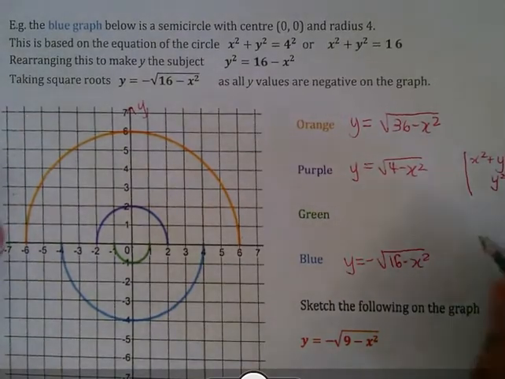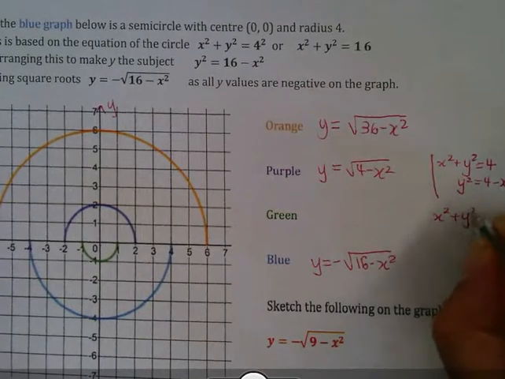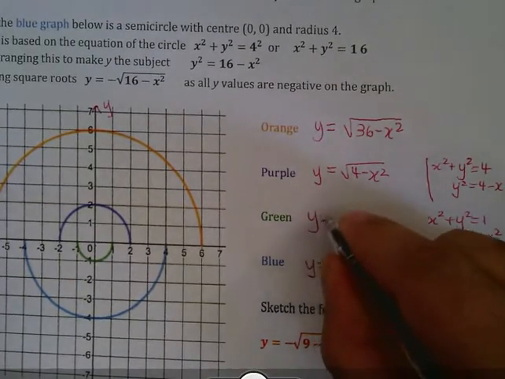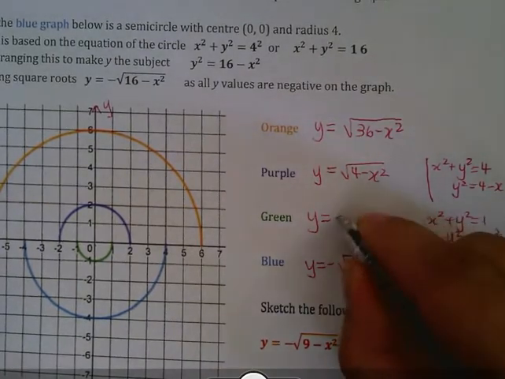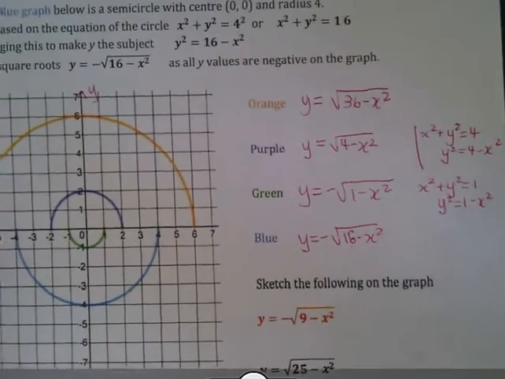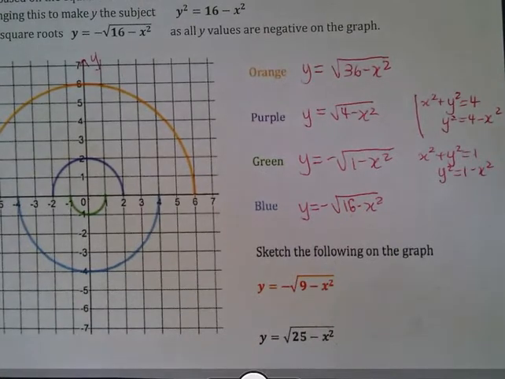Okay? And the green graph is based on the circle x squared plus y squared is 1, isn't it? So it's y squared is 1 minus x squared. So it's the negative one as well. So it's going to be the negative square root of 1 minus x squared. Are we okay? Now, have you sketched the red and the black?